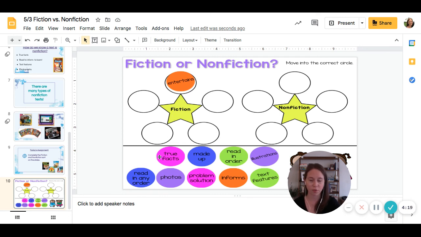What about true facts? Well, true facts means it's real. And I know anything that is real and always true is nonfiction. So I'll drag this over to the nonfiction star. You can sort the rest of the circles into the fiction or nonfiction side.